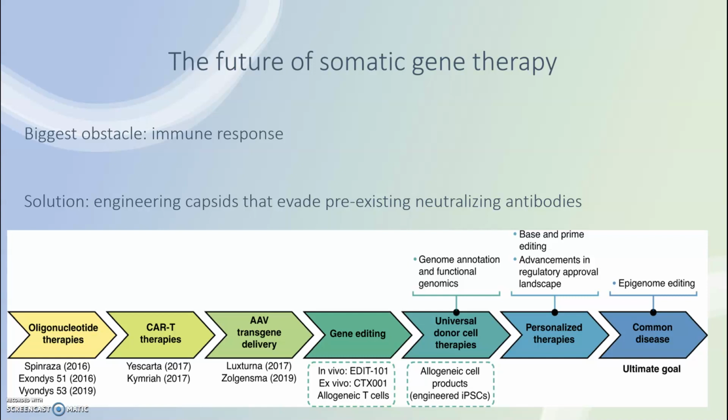And the goals for the future of somatic therapy are universal donor cell therapies, so genome annotation and functional genomics will be able to be used, personalized therapies, which would involve base and prime editing, and the ultimate goal is for common disease to be treated through somatic gene therapy.